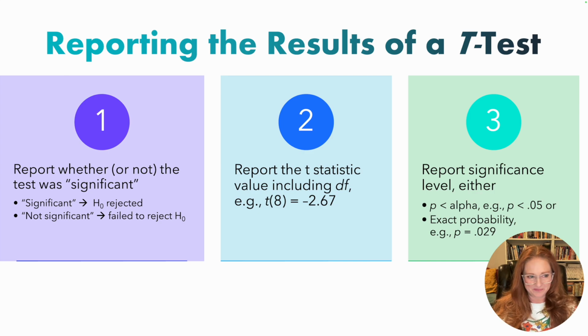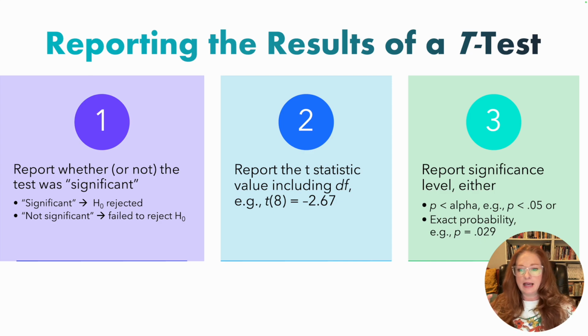Okay. Reporting. So one, report whether it's significant or not. Did you reject your null hypothesis, or did you fail to reject your null hypothesis? When you say you're rejecting your null hypothesis, what you're saying is it's significant. My results are significant, or my results are not significant. Two, report your t obtained, including your degrees of freedom. So you would say t, and then 8, so I have 9 people in my study, equals negative 2.67. So my negative 2.67 is my t obtained, when I run my t equation.